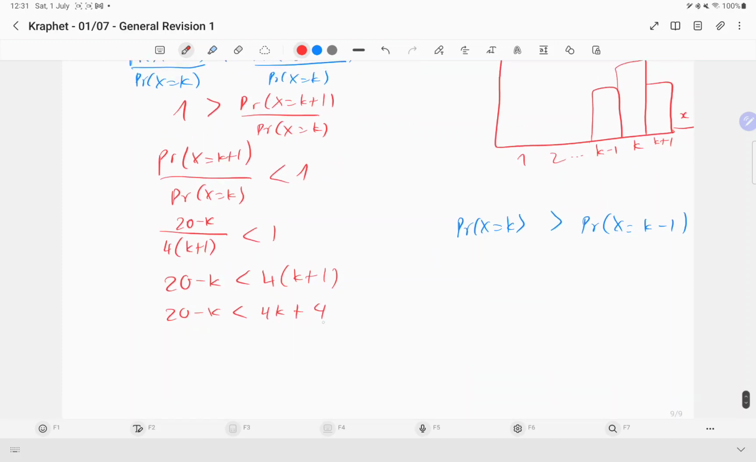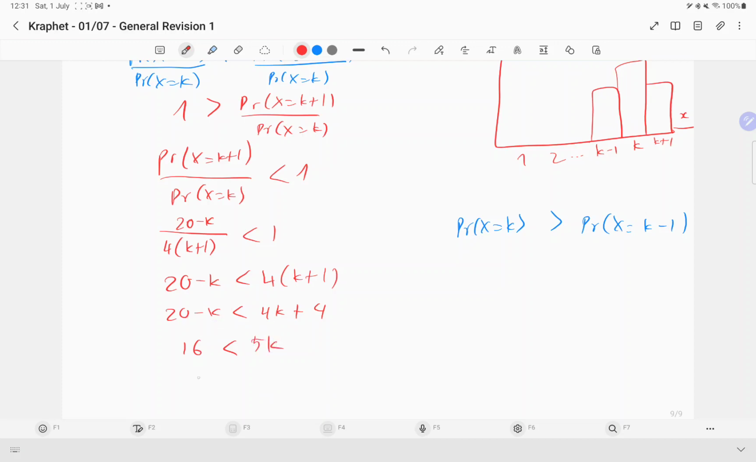Move terms around. Move the 4 over to the left hand side, it will be 16. Move the minus K to the right hand side. Again, we're moving terms, so we're not changing the symbol. You only change the symbol when you divide by a negative number. Taking this and moving it across to the other side changes the sign to a positive.